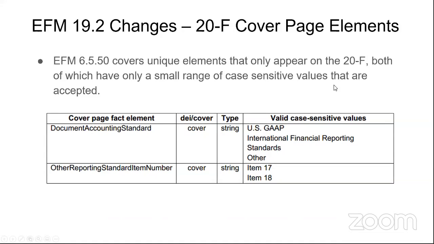There are a pair of values that appear only on the 20F, and these have a range of values that are accepted. So this is covered by EFM 6550, and these are the document accounting standard and other reporting standard item number. These are valid case-sensitive values given over here. So these are the only values that are acceptable for these elements. So outside of these values, you can put nothing else in these elements on your 20F, and these are both required by the 20F.